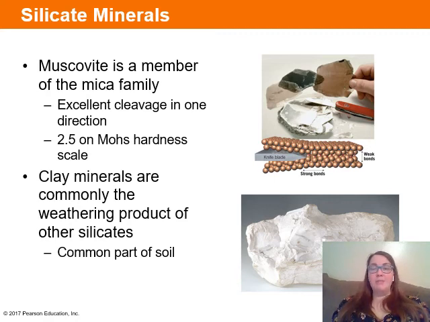Muscovite is going to do the same exact thing. Imagine that if I just stuck layers of packing tape one on top of another, I could go through and peel a layer off. And muscovite can do that. But you're always going to see this flat, smooth cleavage plane at the top.